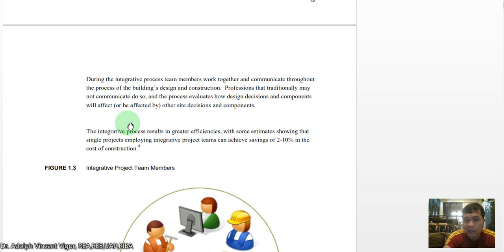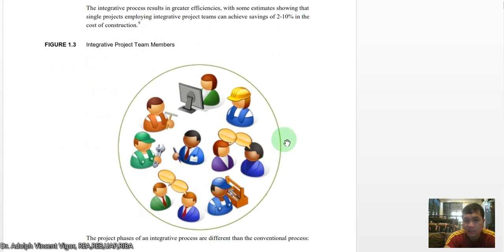Professions that traditionally may not communicate do so, and the process evaluates how design decisions and components will be affected by other site decisions and components. So, the integrative process results in greater efficiencies, with some estimates showing that single projects employing integrative project teams can achieve savings of 2 to 10% in the cost of the construction. So these are the integrative team members, so they work as one.